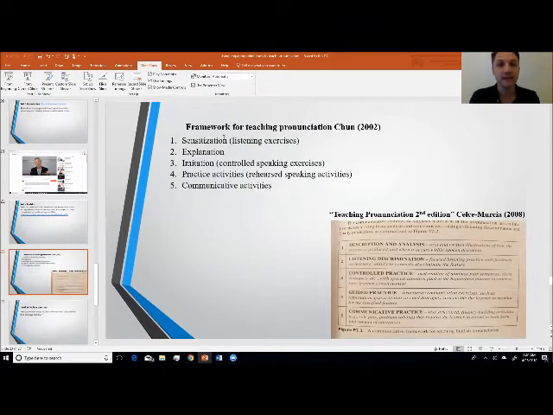I won't go over this in detail, but here are some frameworks for teaching pronunciation in the classroom. This is one from Celce-Murcia, right? This is what the book looks like. The book is also in the references section under Celce-Murcia 2008. And this one is Chun 2002. They kind of share the same thing.